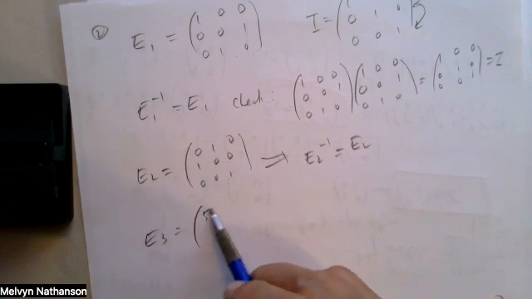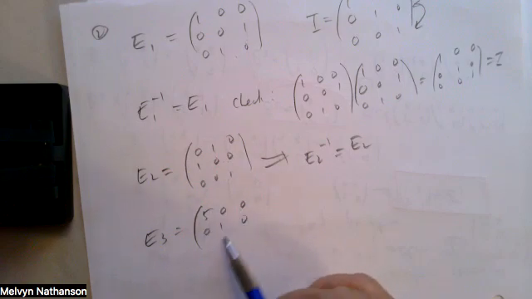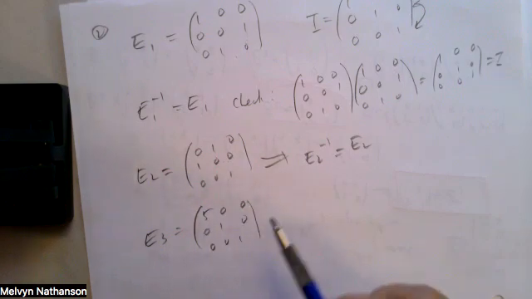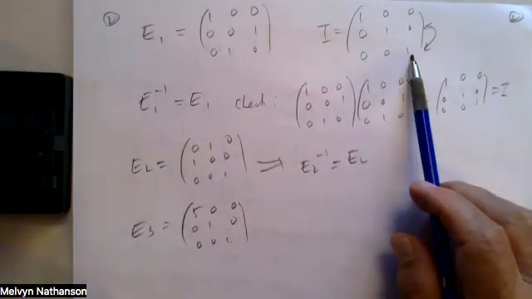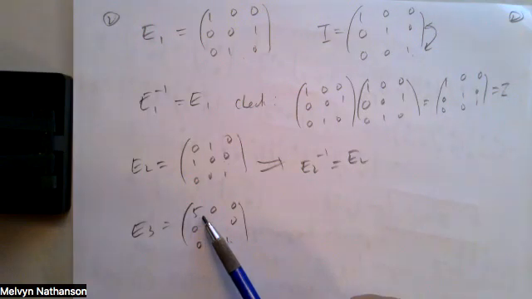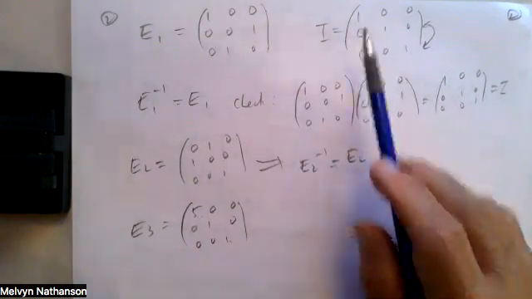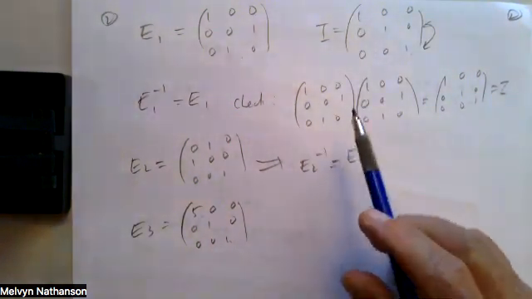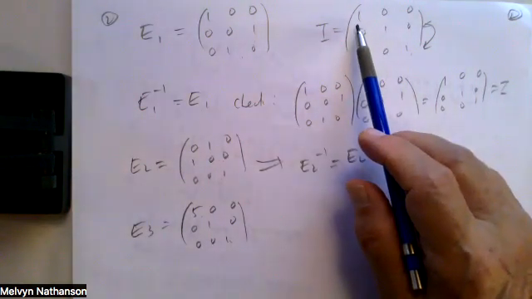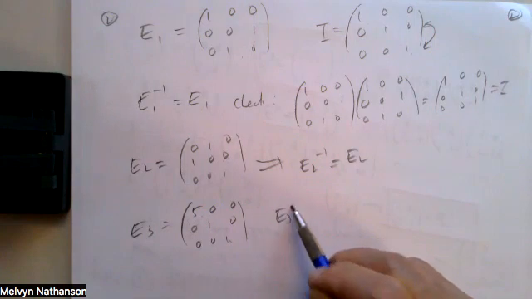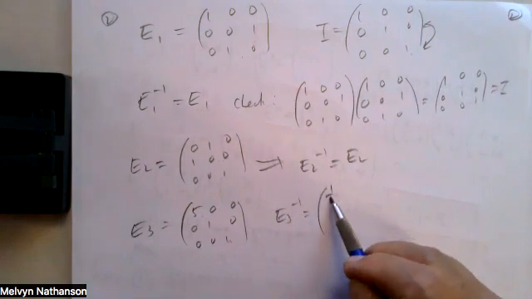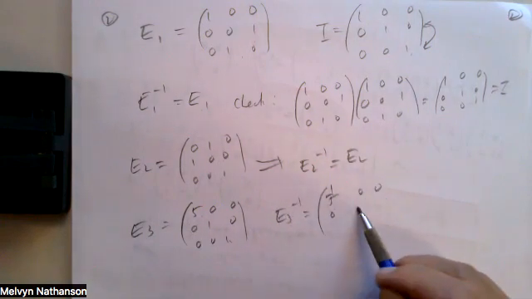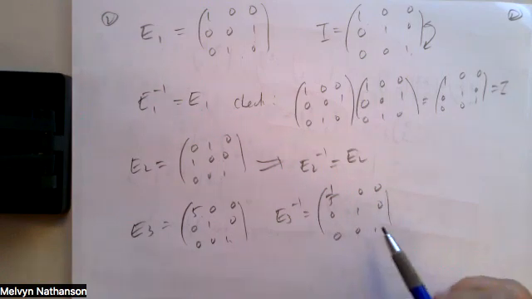E3 is the matrix 5, 0, 0, 0, 1, 0, 0, 0, 1. How do I get this matrix from the identity? I multiplied the first row by 5. So if I take the matrix where I multiply the first row by a fifth, that should be the inverse. E3 inverse should be 1/5, 0, 0, 0, 1, 0, 0, 0, 1.